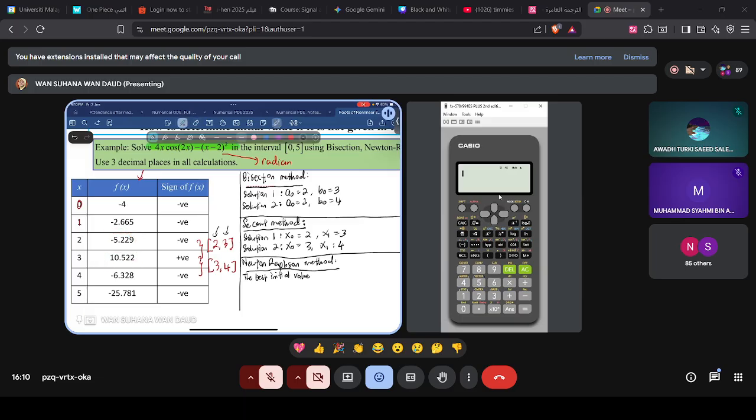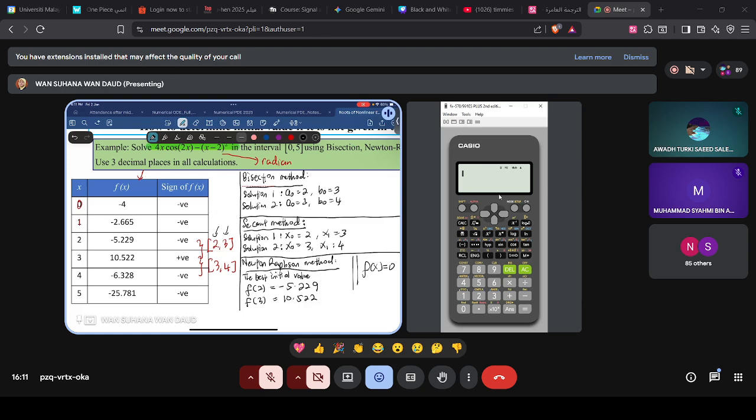For solution 1, for f2, you get negative 5.229. For f3, you get 10.522. So the best value is the one close to fx equal to 0, because our aim is to get fx equal to 0. We have to remember, we use Newton-Raphson, the secant method, and the bisection because we want to find fx equal to 0.